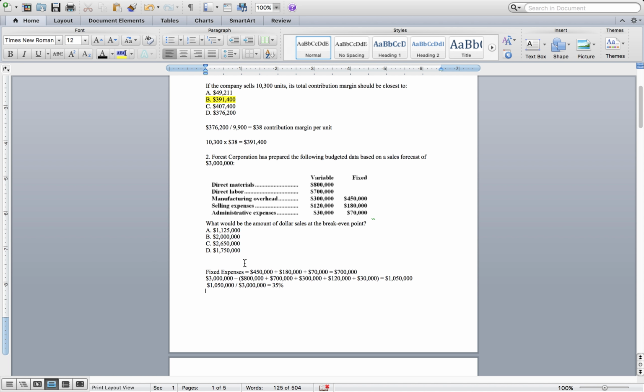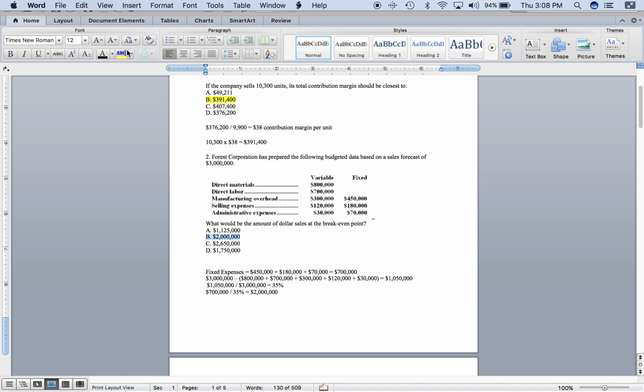Now, the last part, take your fixed expenses divided by your contribution margin ratio, which we know our fixed expenses, we calculated that. That was 700,000. So take the 700,000 and divide by the 35%. When we do that, that'll give us $2 million. So we see the break-even total in sales dollars will be $2 million. Answer B.